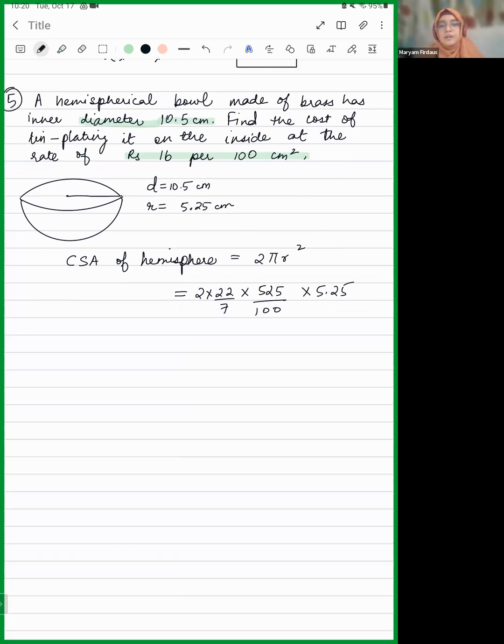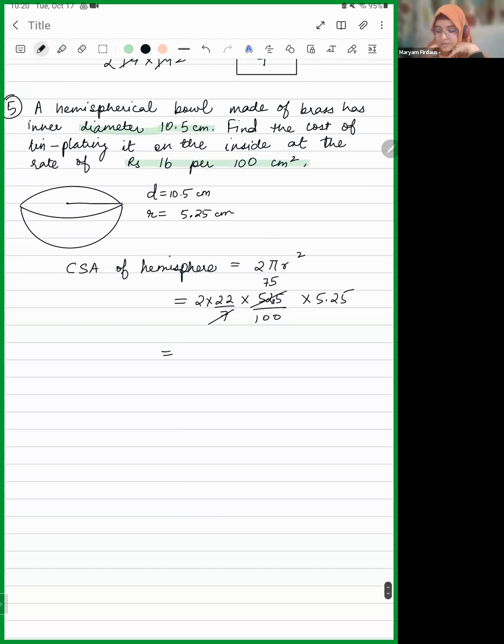Yeah. Okay. So 7 7s are 49. So 3 and 7 5s are 35. So we are left with this. So we have 75 into 2 is 150 into 22 into 5.25. Calculate and tell me how much this is coming.